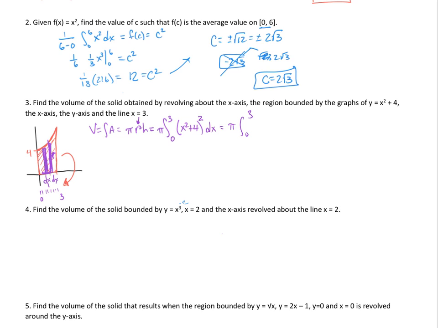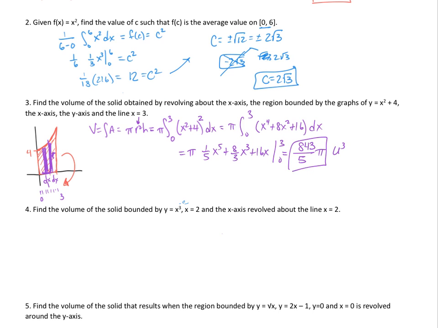And now I'm going to go ahead and FOIL this out. So this ends up being x to the 4th plus 8x squared plus 16 when I FOIL that out, dx. So I've multiplied that through. Now let's go ahead and integrate, and when we integrate we get pi times 1/5 x to the 5th plus 8/3 x cubed plus 16x on the bounds from 0 to 3, which ends up being 843 over 5 pi, and then this will be units cubed.